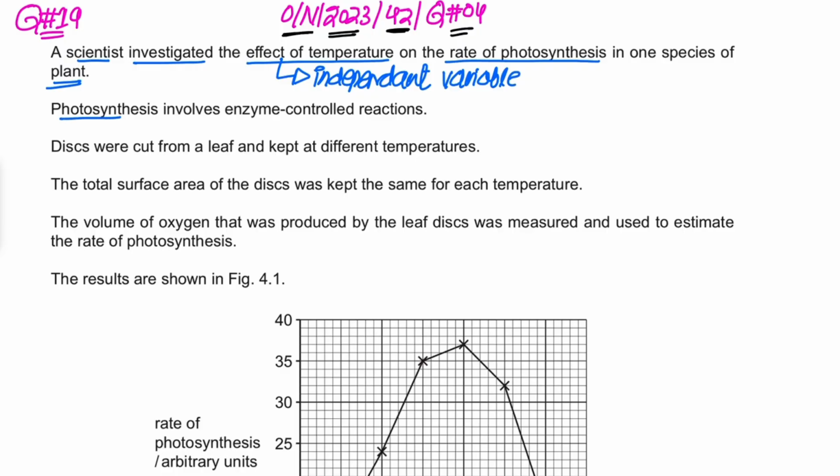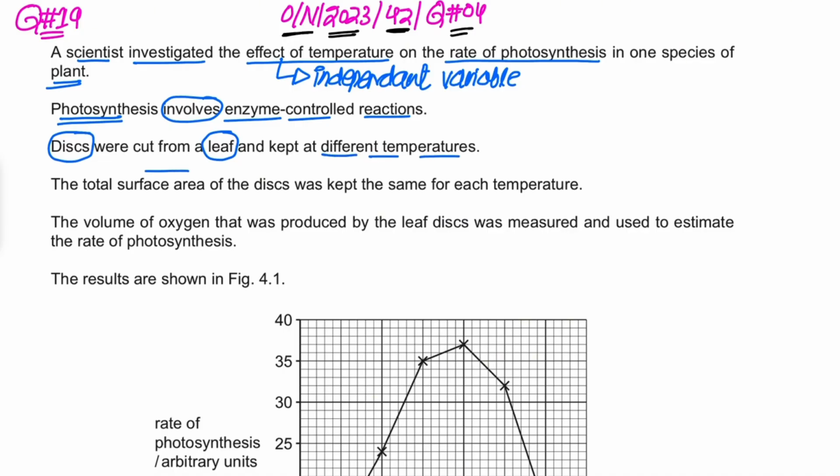Now they are telling us that photosynthesis involves some enzyme controlled reactions. So for sure, if photosynthesis is happening in the plant, then enzymes are involved. Now, how the investigation was carried out: they took the leaf from the plant and they took the discs out of them and then they exposed those discs to different temperatures.